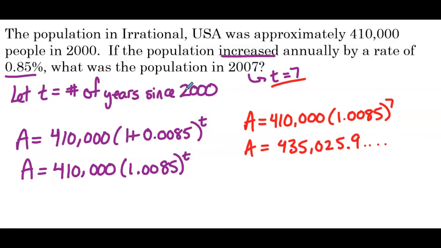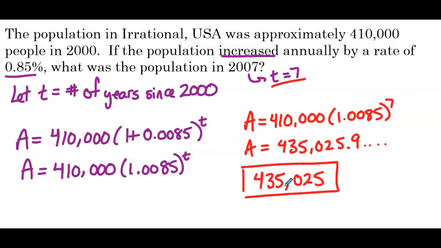Now they don't tell us where to round to. But again, we had this discussion earlier. 0.9, traditionally we would round up, but 0.9 is not a full person. Hey, we either have a full person or we don't. So the population in the year 2007 is 435,025. We don't worry about rounding. We take just the whole number that we get. Okay, so if this is 0.9 or 0.1, doesn't matter. The answer is 435,025.